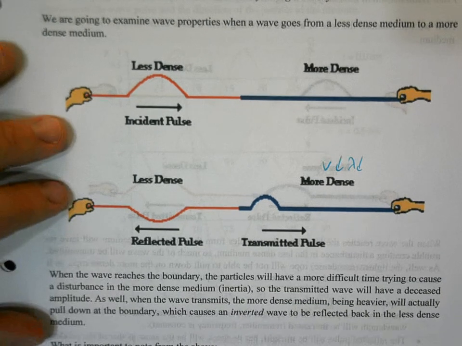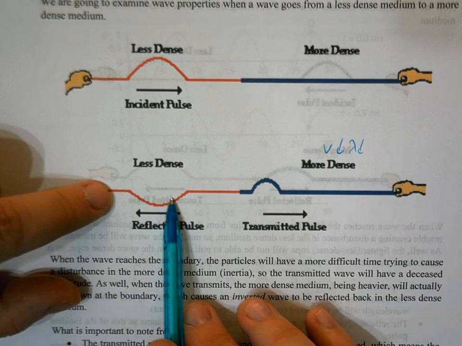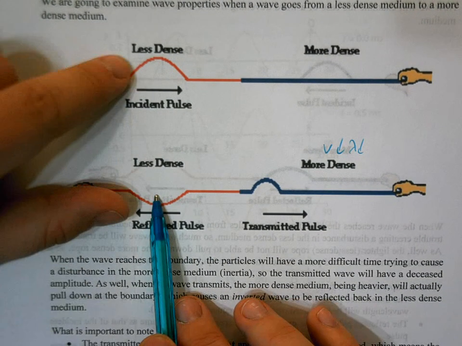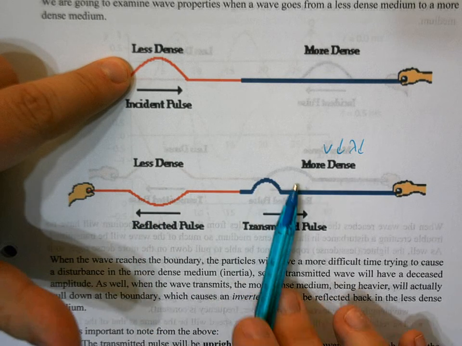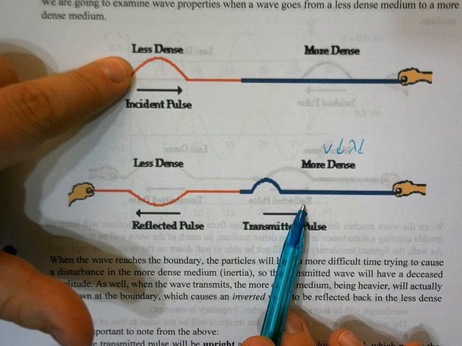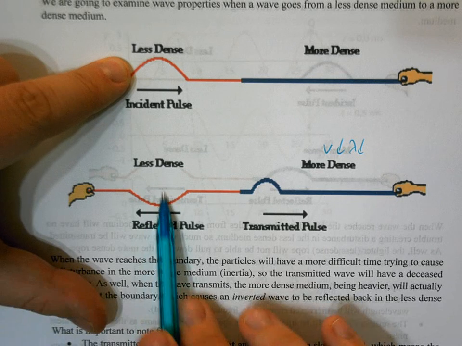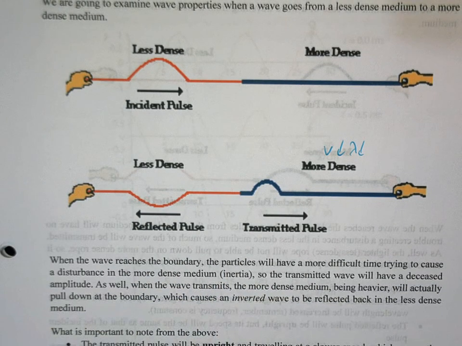And our reflected pulse is going to have a smaller amplitude than our incident pulse, and that's just because energy has been transferred to the new medium. So some of that energy has been lost, which is going to be reflected in that inversion of the pulse.